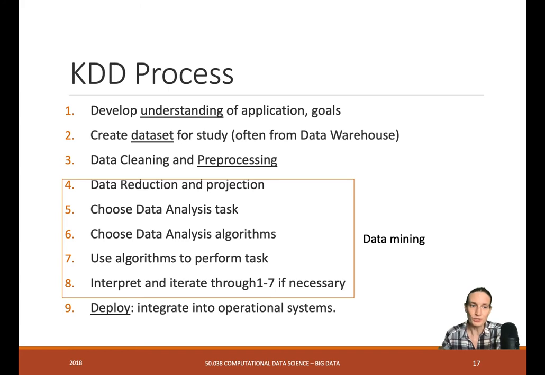Then we're going to be choosing a data analysis task. Are we doing regression, classification, clustering, etc.? And once we have our task, we choose the appropriate algorithms. We're going to do a decision tree. We're going to train a neural network, a support vector machine, etc. Once you've chosen your task, goal, algorithm, and cleaned your data, then you can actually train the models.